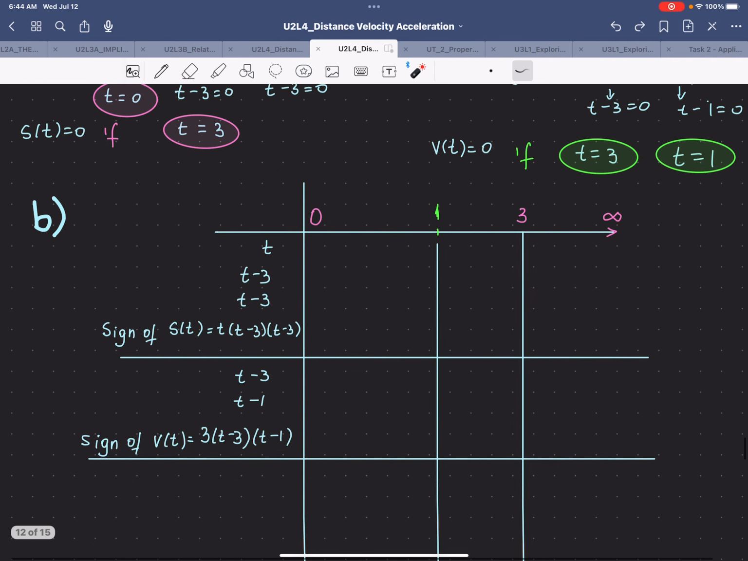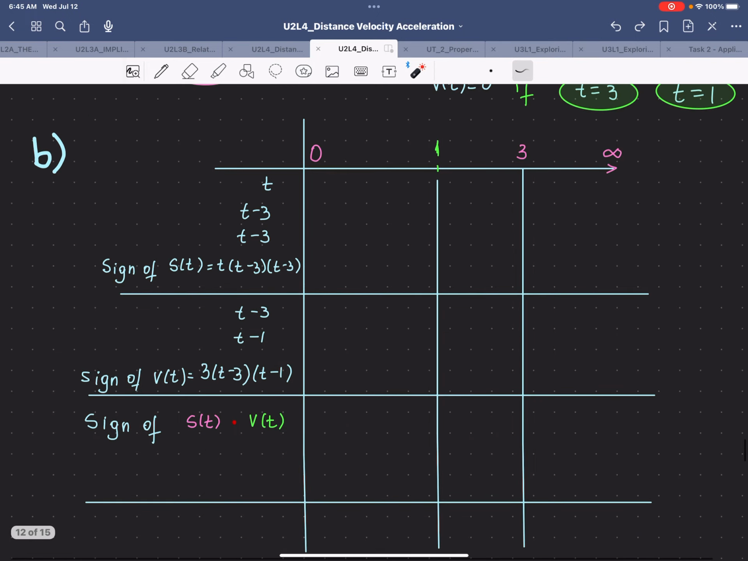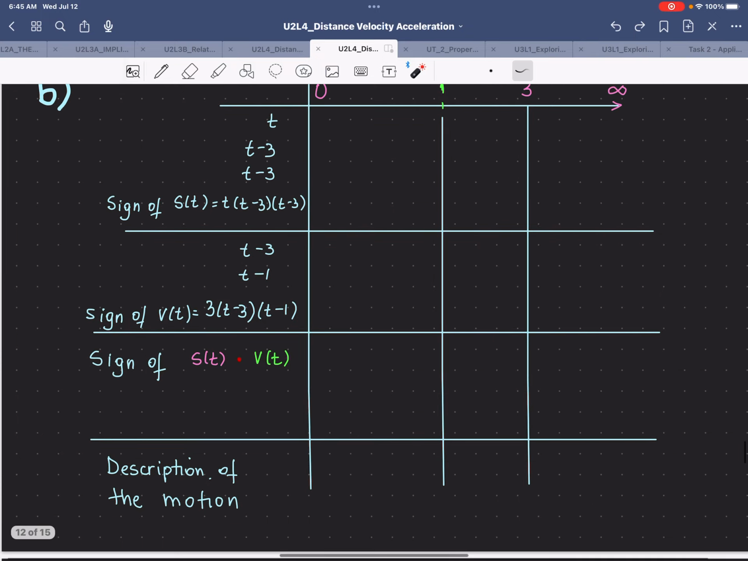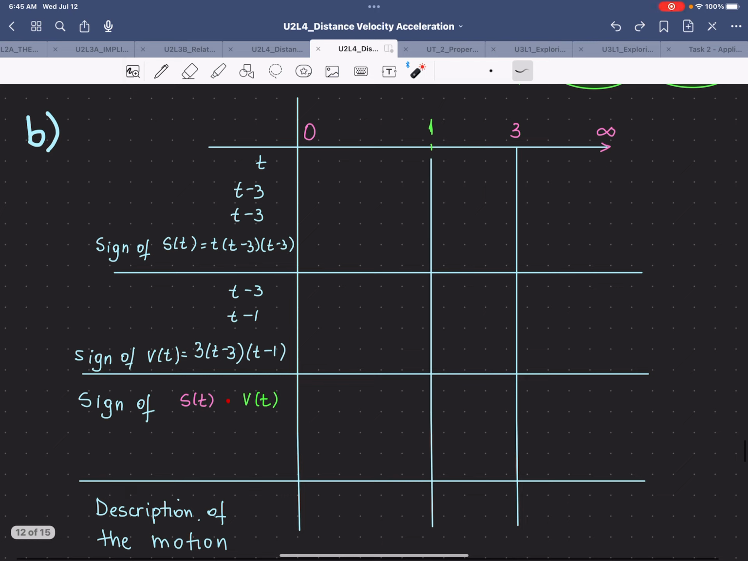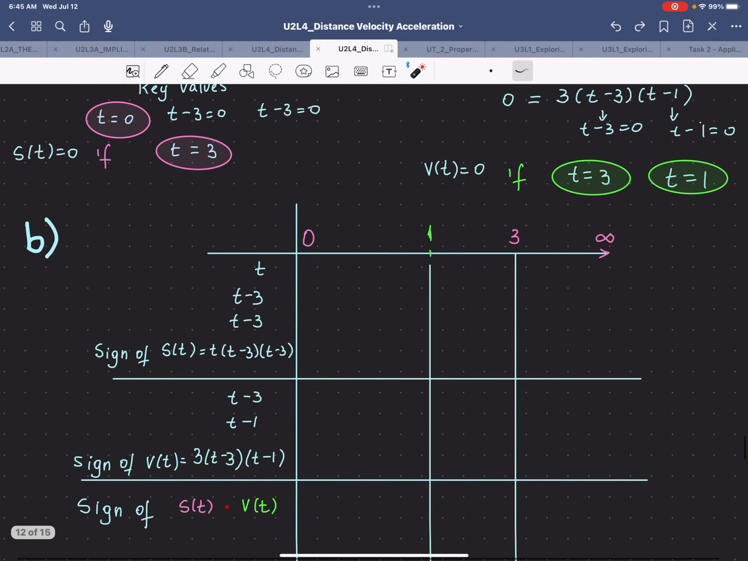So at the very bottom, we are going to reserve a spot for the sign of the product s(t)v(t), which will help us determine whether the object is moving away or towards. And in the very last row, we are going to describe the motion, so if it is moving away or toward, and this decision will be based on the sign of s(t)v(t). So let's get to work.